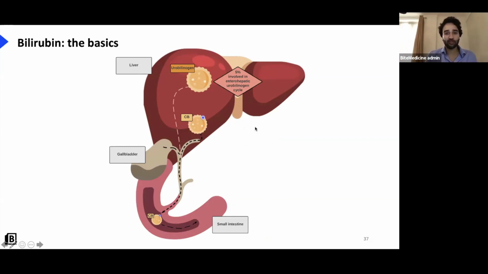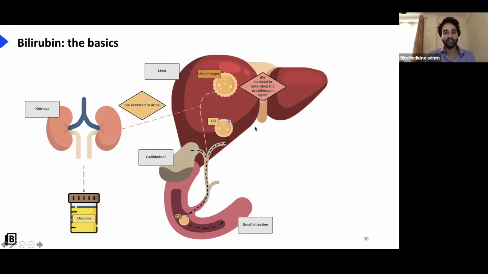The other 5% of the overall 10% which is reabsorbed is excreted in your urine and is converted into urobilin, and urobilin is responsible for the normal yellowish tinge to your urine. Nice and easy. And actually, in terms of physiology, that's really it. Just remember that the urobilin is responsible for this nice yellowish color of our urine.